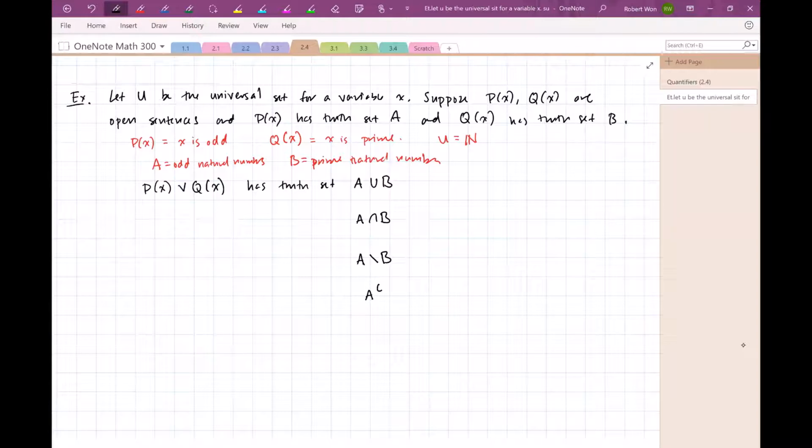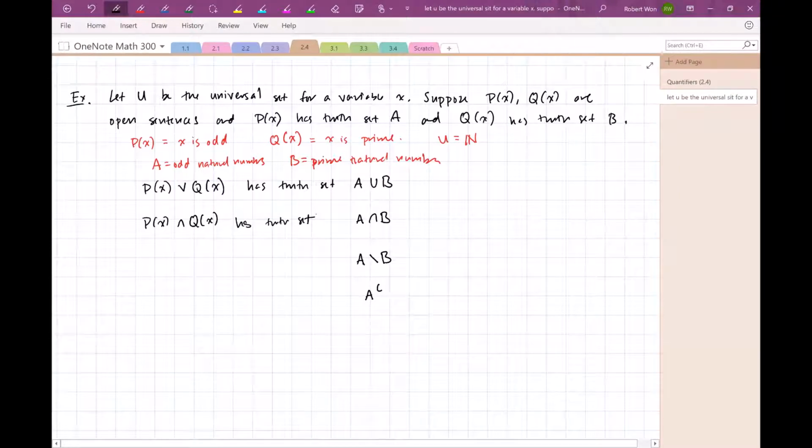And hopefully you got that the statement P of x and Q of x has truth set the intersection, because P of x and Q of x is true if P of x is true and Q of x is true, which means that something in its truth set needs to be both in the truth set for P and in the truth set for Q, which means it needs to be in both A and B at the same time, which means it needs to be in the intersection.